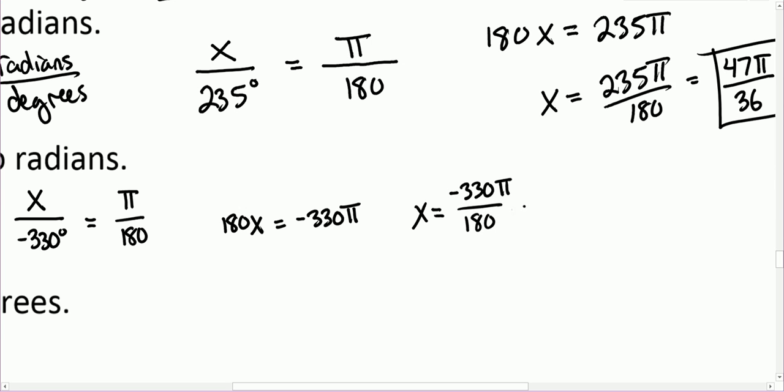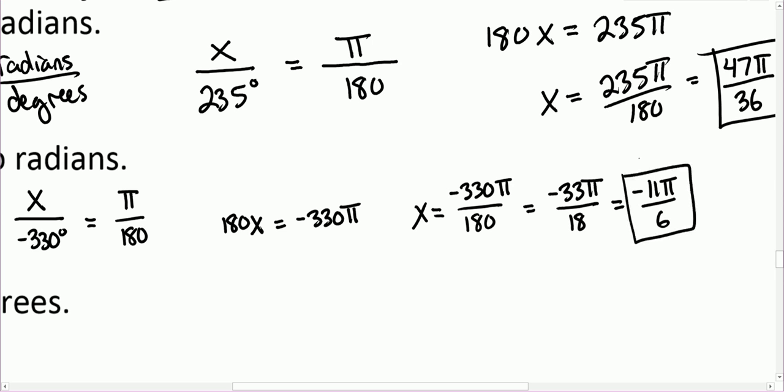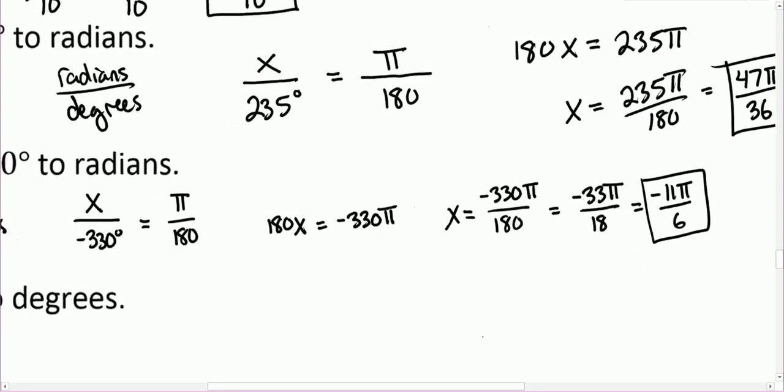You could divide top and bottom by 10 and get negative 33 pi over 18. 33 is 3 times 11. 18 is 3 times 6, so we divide by 3 again. You get negative 11 pi over 6. 11's prime, so we're done reducing.